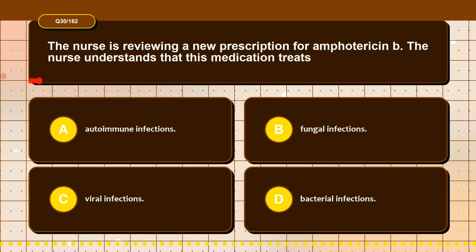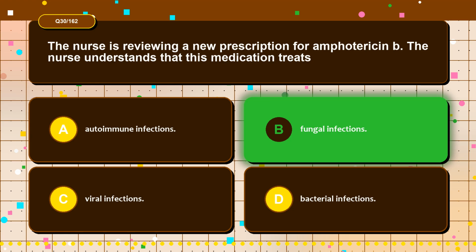Question 30. The nurse is reviewing a new prescription for amphotericin B. The nurse understands that this medication treats. Here are the options. Option A. Autoimmune infections. Option B. Fungal infections. Option C. Viral infections. Option D. Bacterial infections.